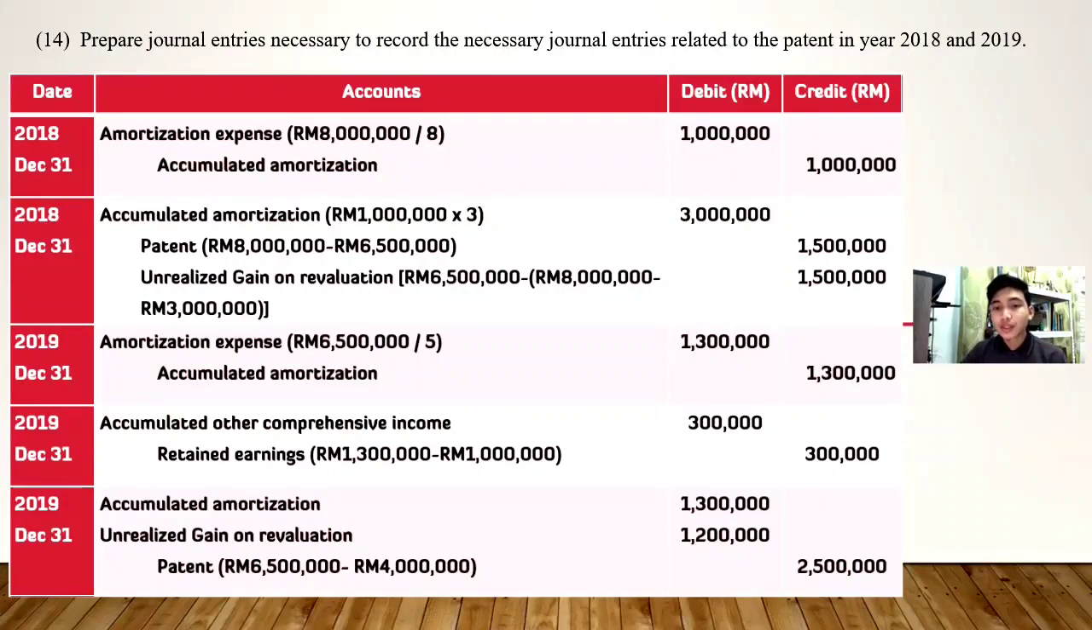The last one is 31 December 2019, where we debit the accumulated amortization 1,300,000 and also the unrealized gain on revaluation 1,200,000. And then we credit the patent 2,500,000, which we get from 6,500,000 minus 4 million. So that's all for me. Thank you.